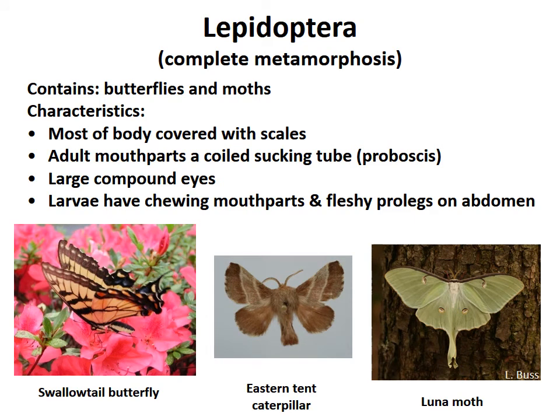Lepidoptera is the order that includes butterflies and moths. Some of the characteristics are the adults have wings that are covered with scales. The adult mouth parts, like I covered earlier, is a coiled sucking tube or a proboscis that it uncoils, inserts into a flower to be able to drink the nectar to get energy from. Butterflies have large compound eyes, but the larvae have chewing mouth parts.